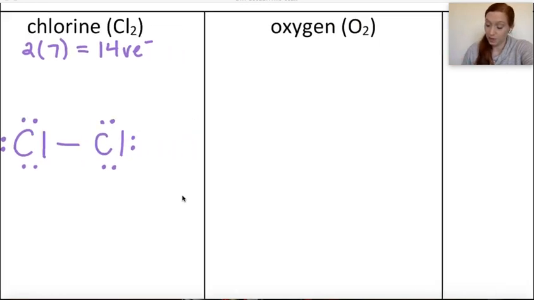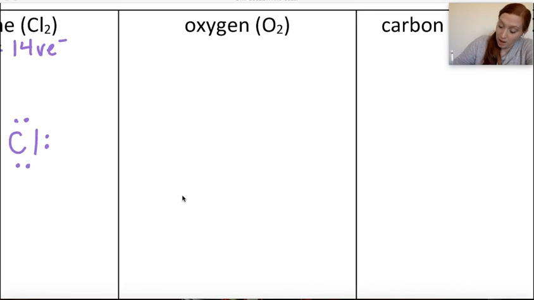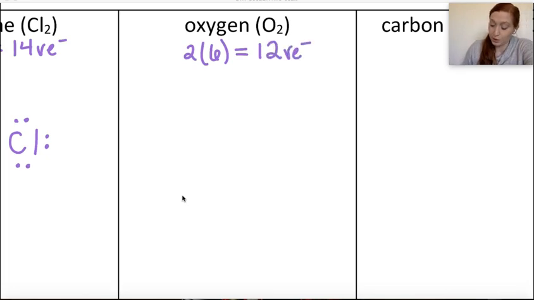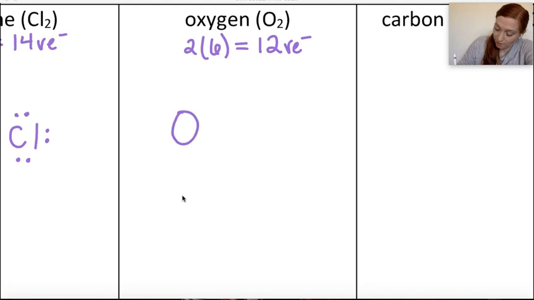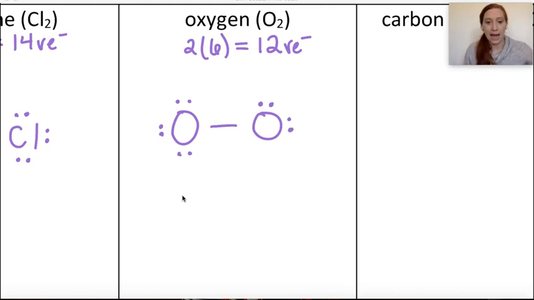Oxygen is also diatomic, but oxygen has 6 valence electrons per atom. So here we have 12 valence electrons to use, so 2 fewer. We're going to start off the same way. We're going to bond those 2 oxygens together and start placing the remaining valence electrons as lone pairs around these atoms. So we've got 2 from the bond. There's 4, 6, 8, 10, 12. I can't add any more electrons because that's all that I have available to me.